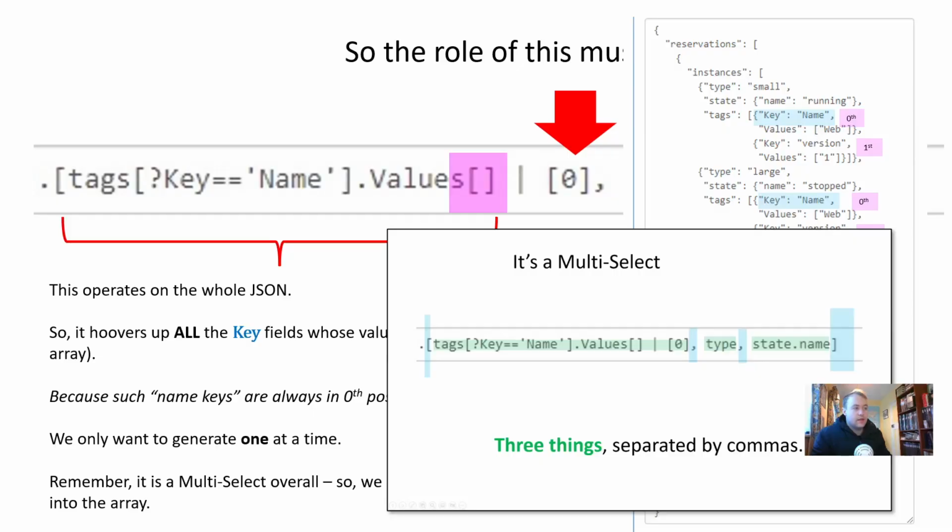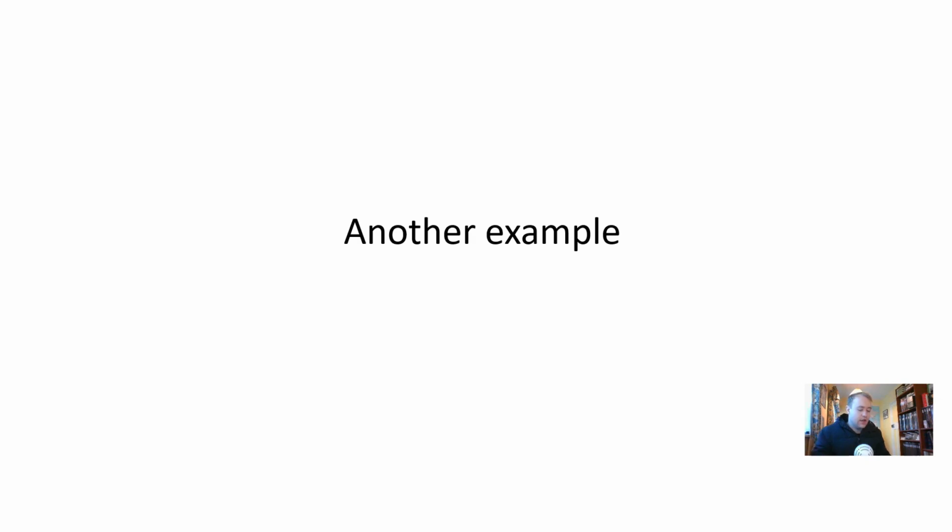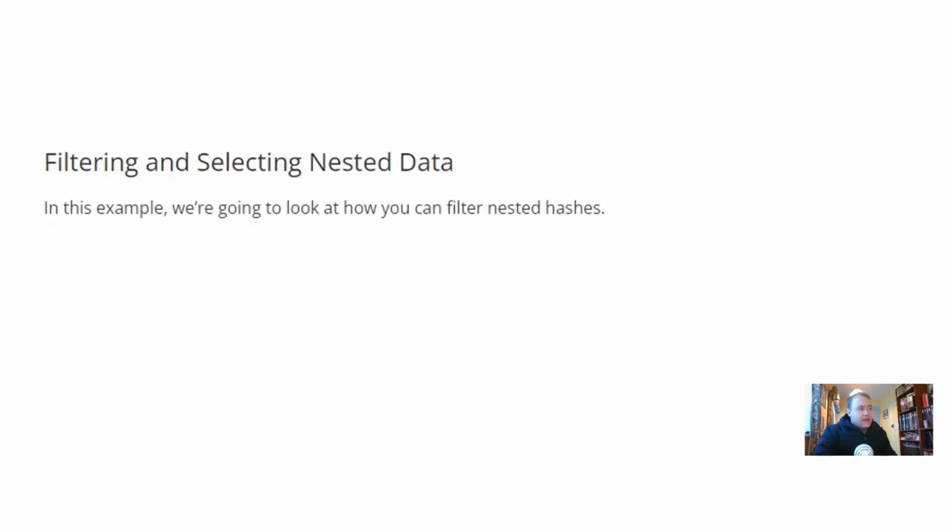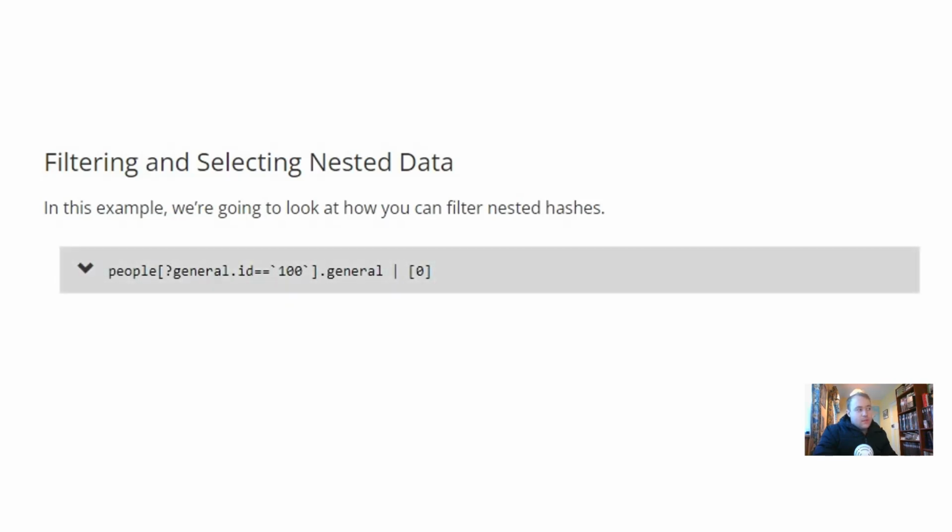Okay, so that the 0 in square brackets is part of the first selector. But we'll have to come back to that. Okay, another example, filtering and selecting nested data. In this example, we're going to look at how you can filter nested hashes.